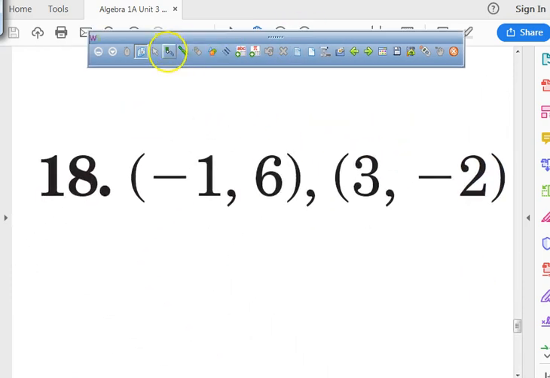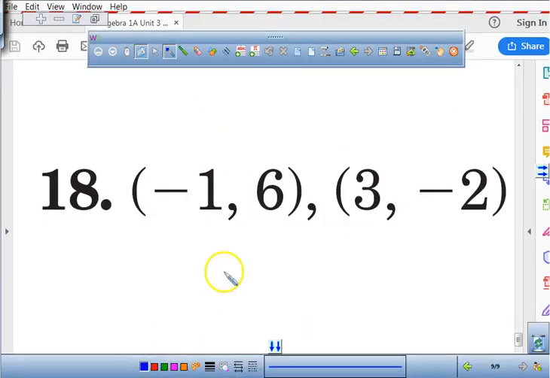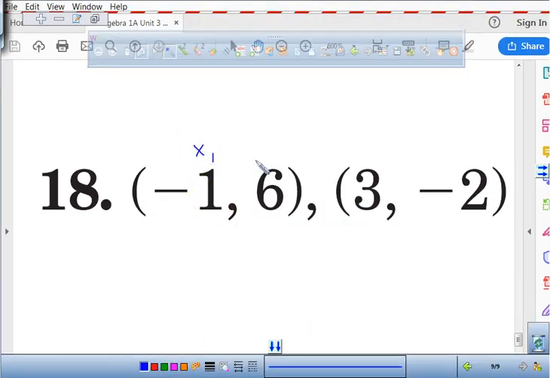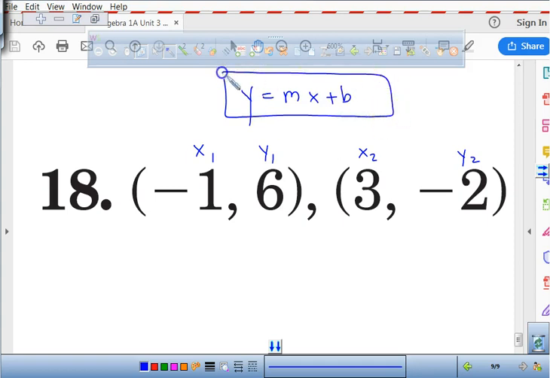Okay. Put number 18 in your journal. Label this. This is your x1. This is your y1. This is your x2. This is your y2. We are going to find the equation in slope-intercept form right here. Okay? So go and write that down in your journal.